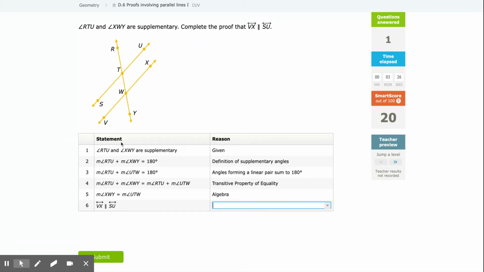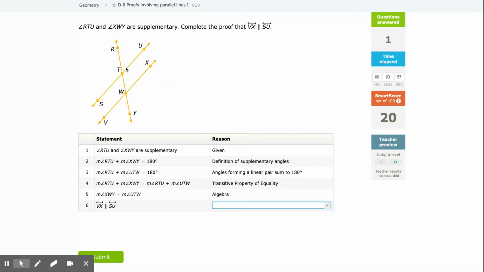First of all, we write down the given. First thing is that those two angles are supplementary. Well, what does that mean? Well, that means that the measure of angle RTU, now let's find those angles, RTU plus the measure of XWY, that's this angle. So this angle and this angle here must add up to 180 by definition of supplementary angles.